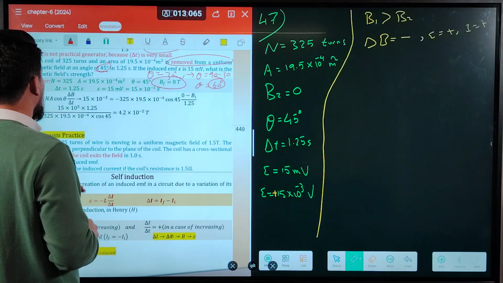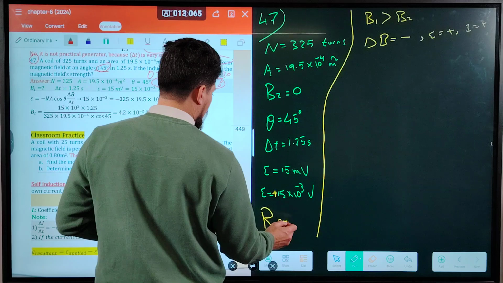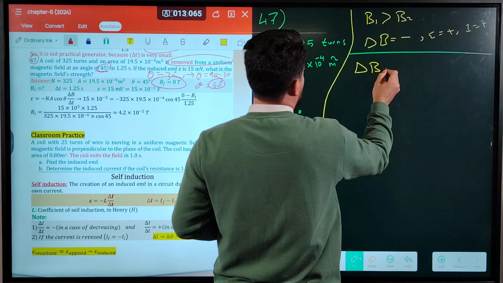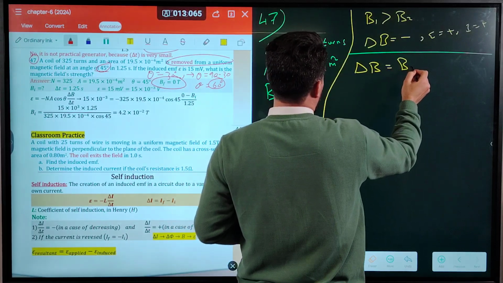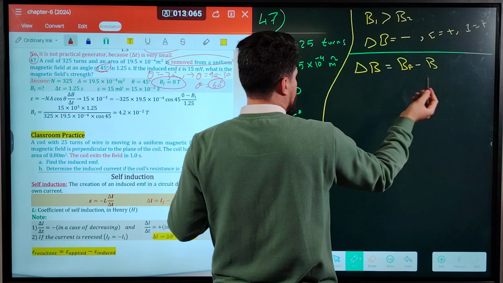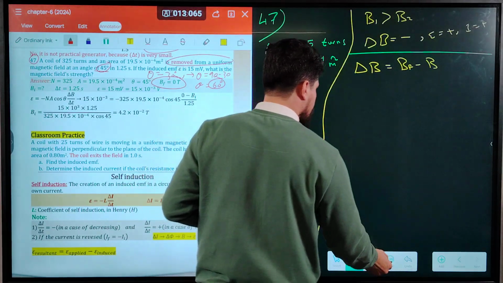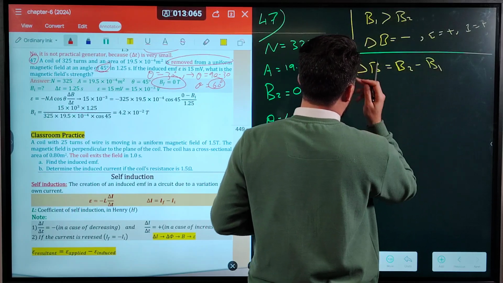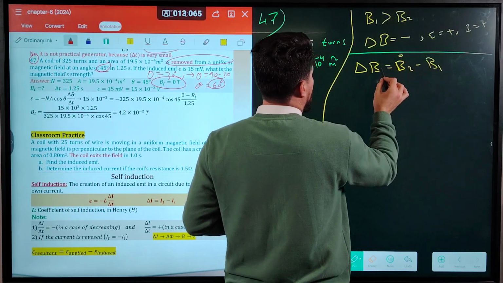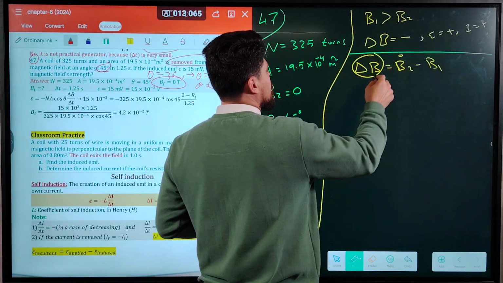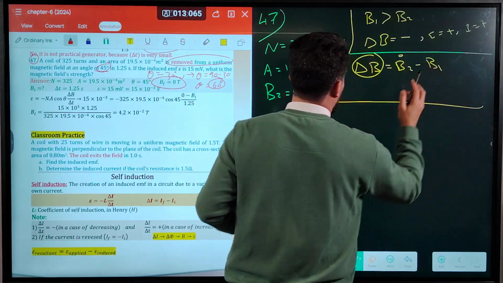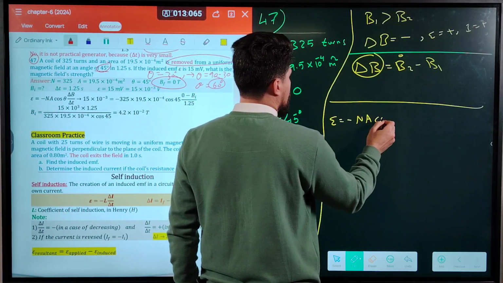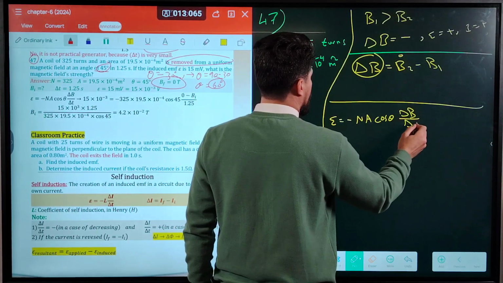What is unknown? The initial magnetic field strength is unknown. Delta B is equal to B2 (B final) minus B initial, or B2 minus B1. B1 is unknown. Do we have B2? Yes, it's 0. Now we have to find delta B. After finding delta B, you have to replace it into this equation to determine B1. How can you determine delta B? By using this relation: EMF equals negative N A cosine theta delta B over delta T.